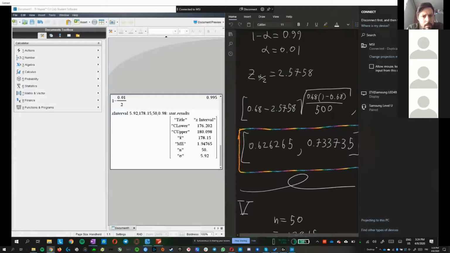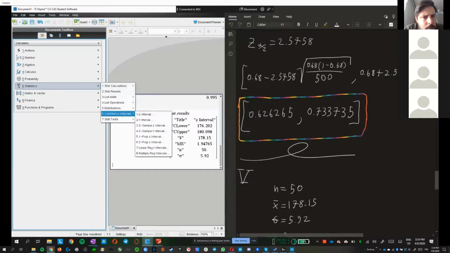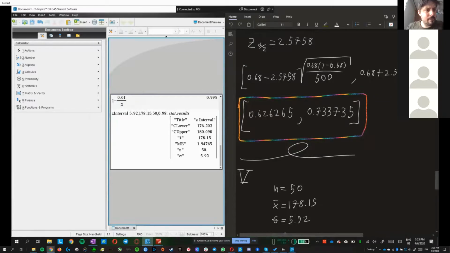Okay, so I have this kind of thing which comes from statistics, confidence intervals, and I use the Z interval. So I have the Z confidence level interval right here. So if you got a slightly different result there from that, this doesn't seem to have, let's show the statistics part yet still.